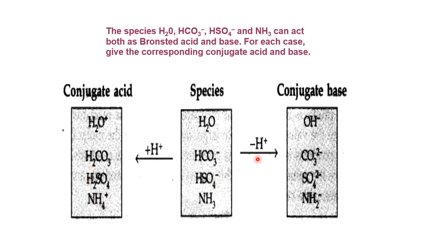Now they also act as Lowry and Bronsted acids, so they will give a proton also. Not only accepting, they even donate a proton. After donating, H2O becomes OH minus. HCO3 minus, after donating its one H, becomes carbonate 2 minus. HSO4 minus, after donating the one available H plus, becomes sulfate 2 minus. NH3, after donating one proton, becomes NH2 minus. So these species act as both Lowry and Bronsted acid as well as base.